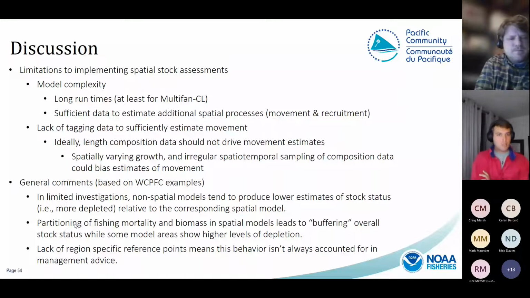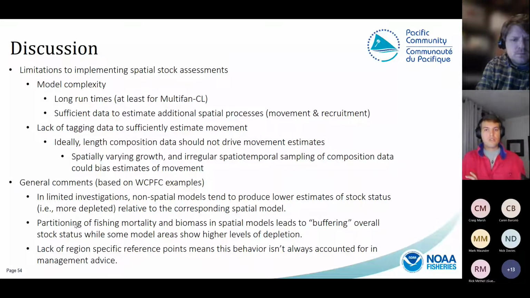In an ideal world, you wouldn't want your length composition data to drive your movement estimates, because if your length composition is primarily fisheries dependent, you could have irregular spatial temporal sampling of that composition data. Also, you could have spatially varying growth. And if you've got either one of those or both of them going on, it could bias your estimates of movement if that's the primary driver of your movement rather than the tags.